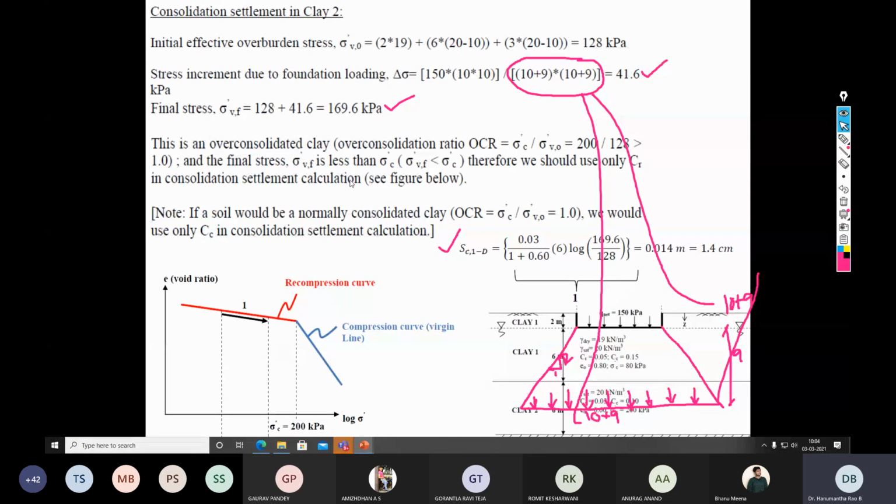While in the second case, the final stress sigma f dash is less than sigma c dash. So therefore we should use only Cr in the consolidation settlement equation.